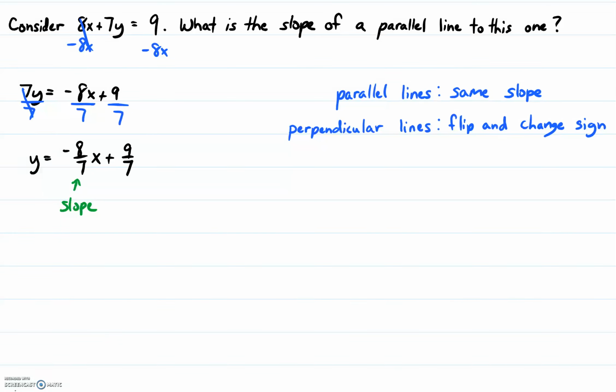And so the line that we have, the original line or equation of the line 8x plus 7y equals 9, its slope is going to be equal to negative 8 over 7.